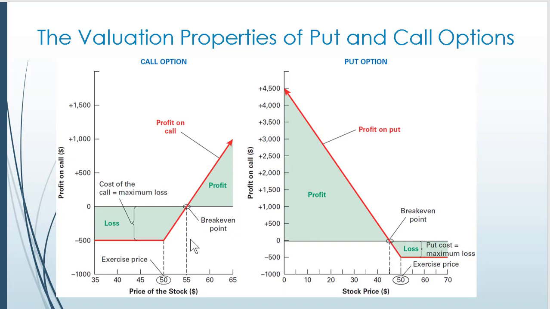Now, if you look, here's where we talked about unlimited profit. Since the stock price can go up an infinite amount, right? There's an unlimited amount of profit possible here. With a put, since the stock price can only go to zero, the most you could possibly earn is the strike price here, or this potential zero value of the option.